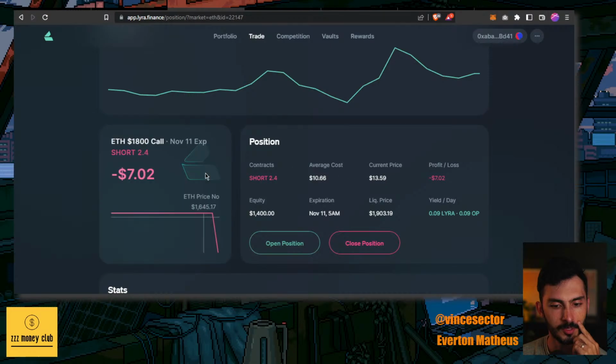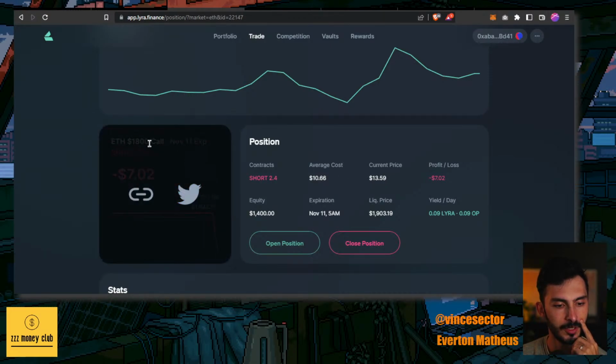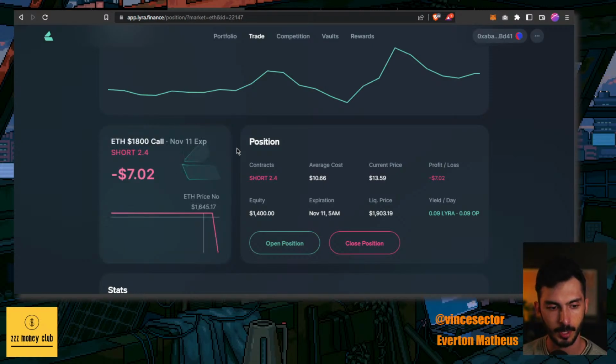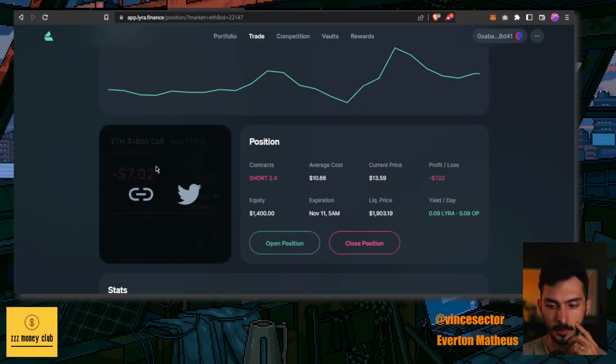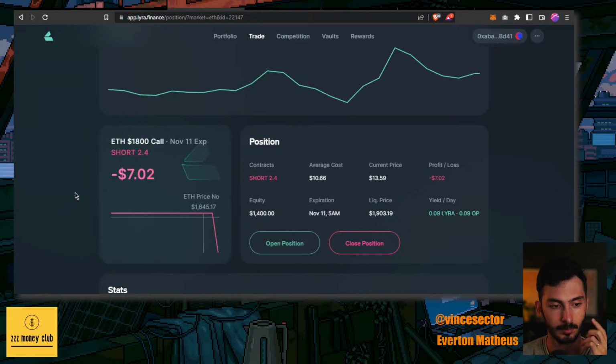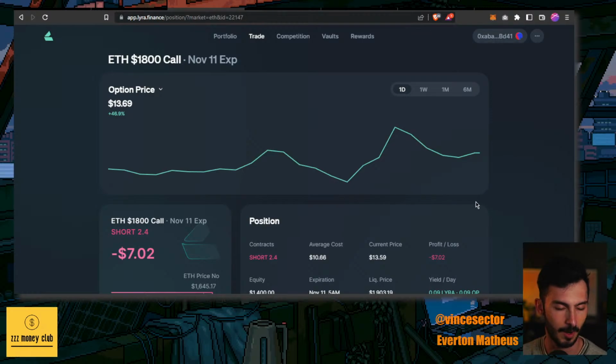This is what I was saying before. Once you open a position, because of the spread, and this is a Lyra problem, the spread is huge between buy and sell. So you're gonna see the buy price. So we can see right here it says we are $7 negative, which by the end of the day, if Ethereum stays where it is right now, is probably gonna be like $2, $1 negative. So this is the position.